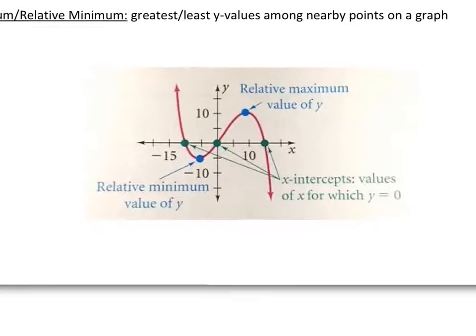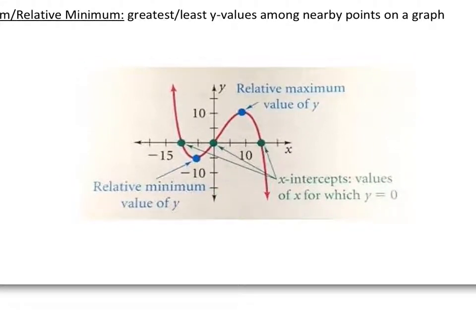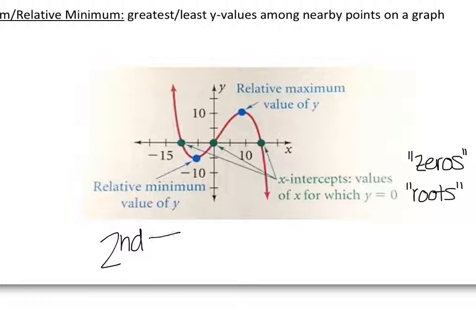Now, remember that x-intercepts, another word for that is zeros. On your homework today, it will ask you to find the zeros. Another word for them is also roots. Now your calculator can find all those things for you using second trace. There's options for zero, there's options for maximum, there's options for minimum. You're going to use those on two of your problems after the one we do.